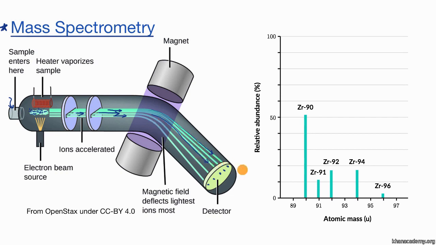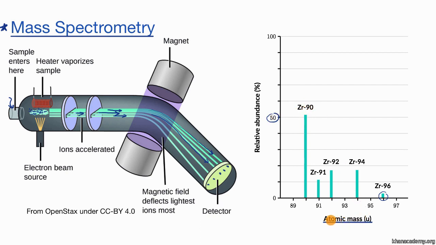And then from that, you can generate a chart that looks like this, where you see on the horizontal axis, sometimes you'll see it labeled atomic mass, and here it's in unified atomic mass units. And you can see when you put the zirconium through the mass spectrometer like this, you get a little bit that has a mass number of 96. You have a little bit more that gets a mass number of 94, 92, 91. And most of the zirconium, over 50%, has a mass number of 90.